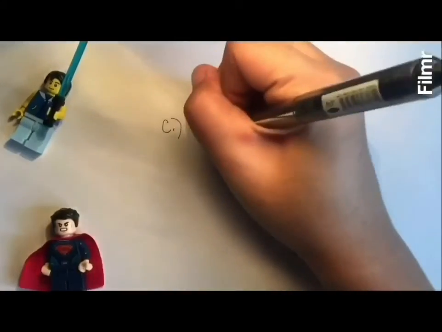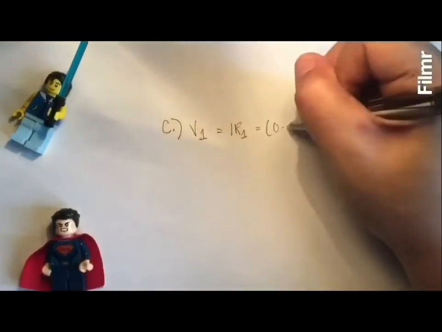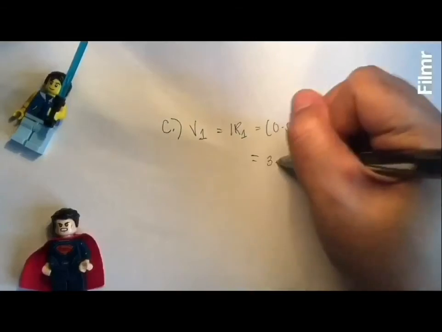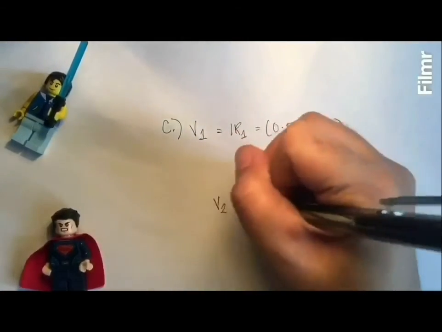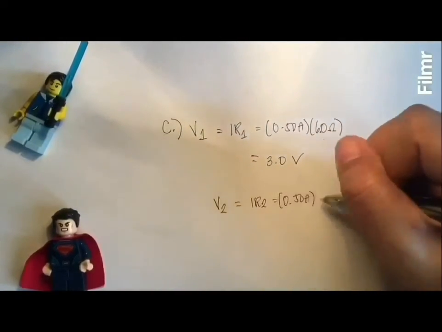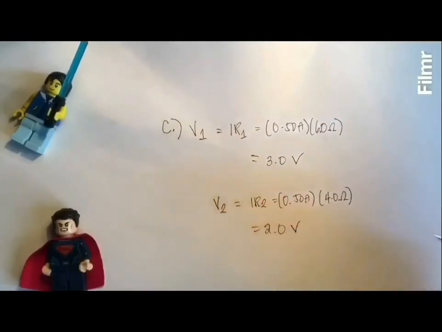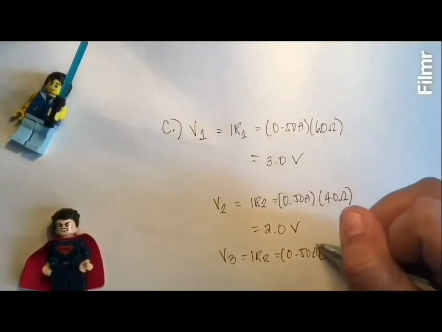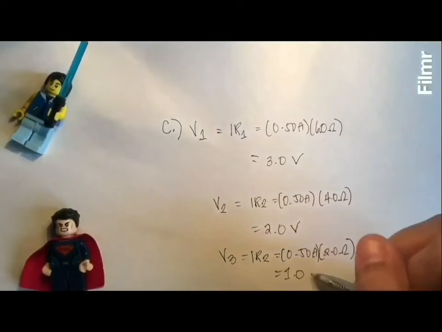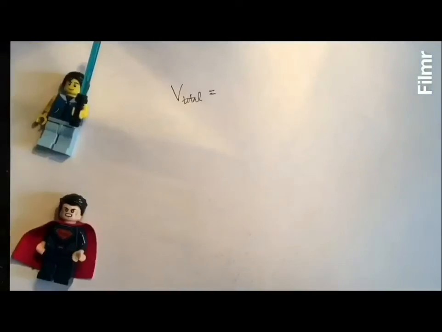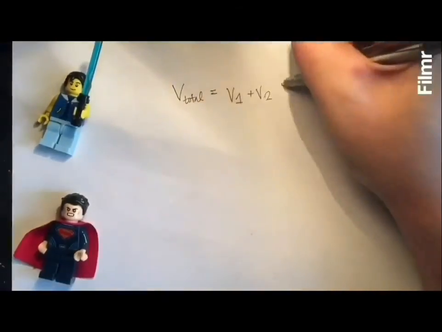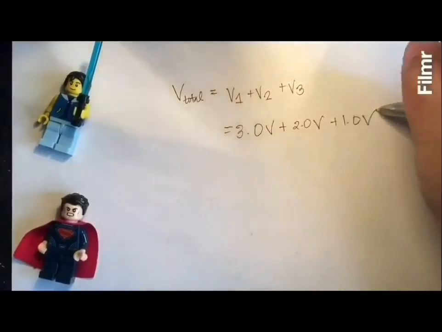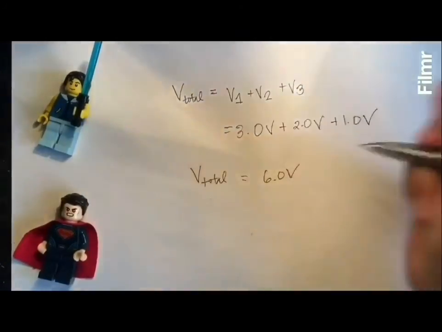Solution letter C. Solving Ohm's law for voltage yields V equals IR. This is interpreted as the voltage drop in that resistor. Thus, the three voltage drops are shown. Now, the total voltage drop is the sum of the individual voltage drops. Note that this is exactly equal to the voltage supplied by the source.